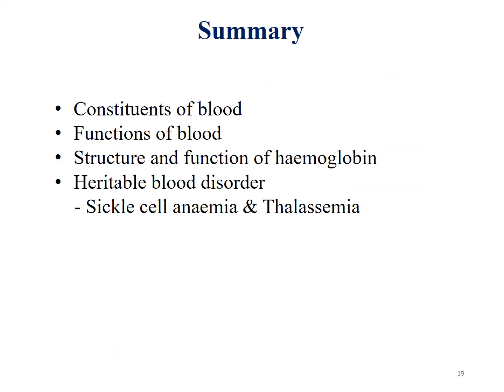To summarize, we have talked about the constituents of blood, which comprise blood plasma and all kinds of blood cells. We have also talked about the functions of blood, which are mainly for transportation of gases and chemicals across the body. We have also looked at the structure and functions of hemoglobin and how genetic mutation leads to heritable blood disorders such as sickle cell anemia and the thalassemias.